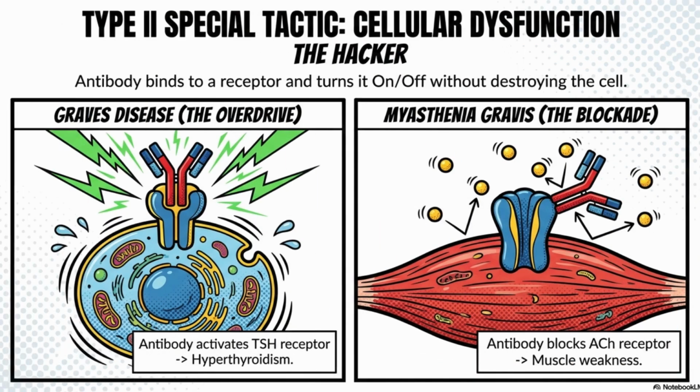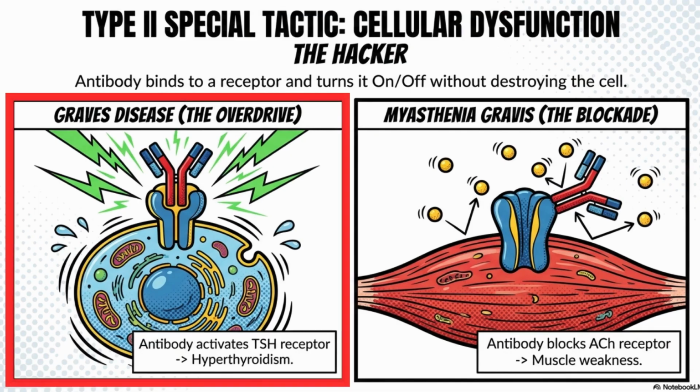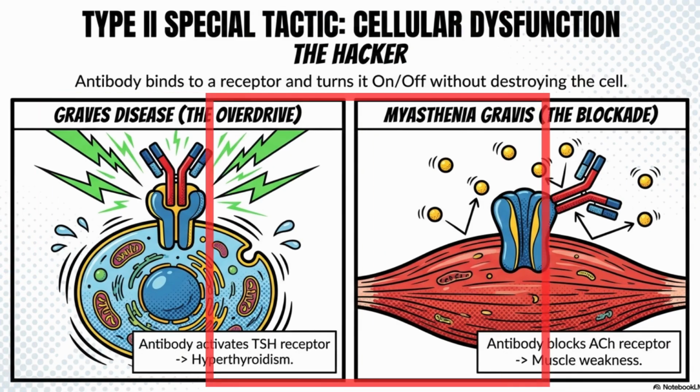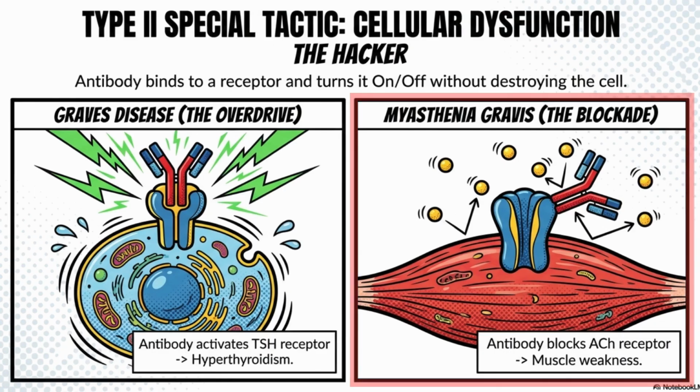There is a type 2 special tactic, cellular dysfunction. Call this the hacker. Here the antibody binds to a receptor and turns it on or off without destroying the cell. For example, Graves' disease. The antibody activates the TSH receptor, leading to hyperthyroidism. And the next example is myasthenia gravis. The antibody blocks the acetylcholine receptor, leading to muscle weakness.